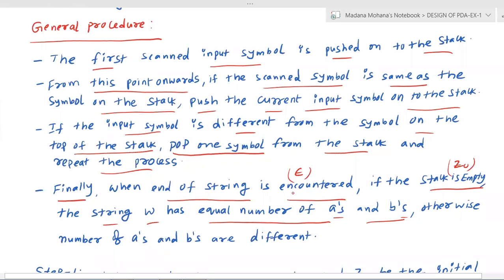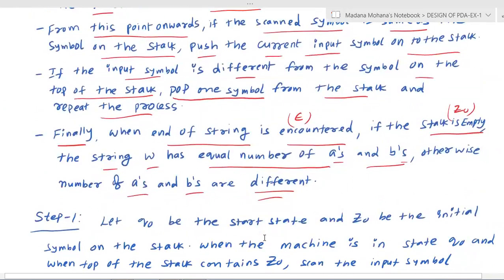Suppose this condition is not satisfied: input is not empty or stack is not empty, or input is empty but stack is not empty, or input is not empty and stack is empty. If any of these is the case, then the number of A's and the number of B's are different. So this is the logic we have to apply in this problem.